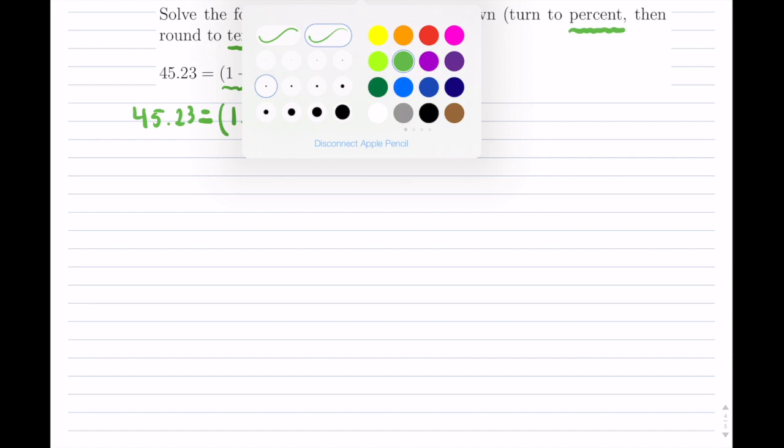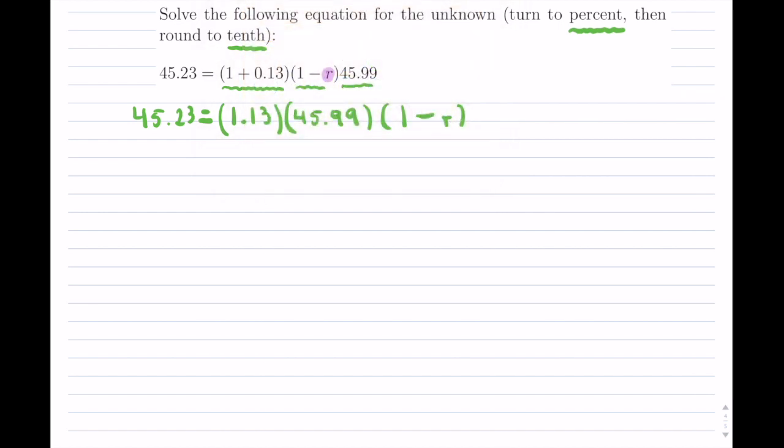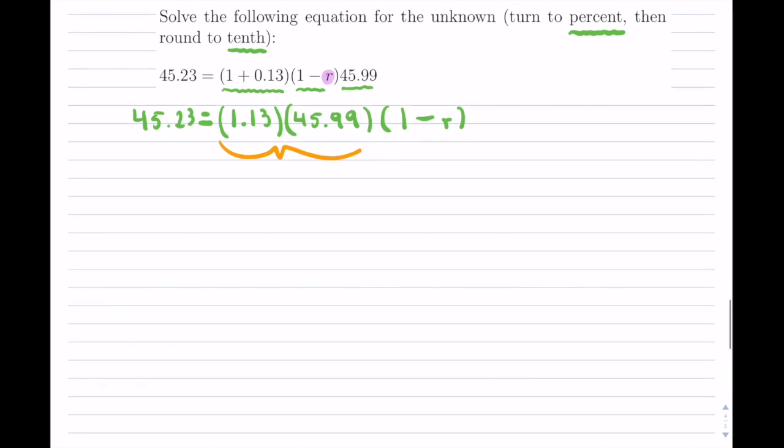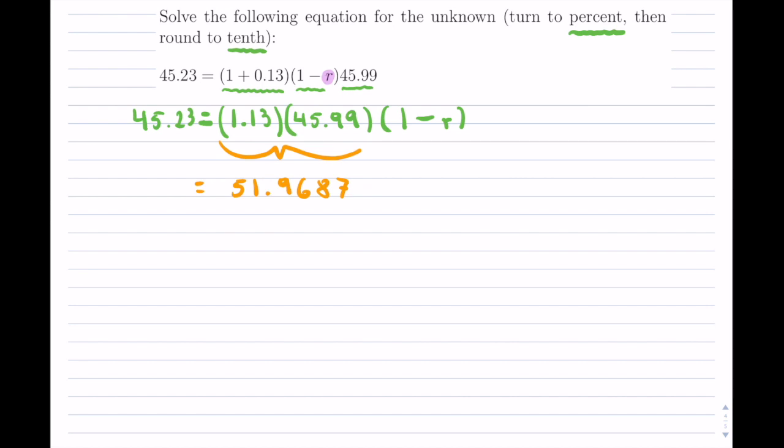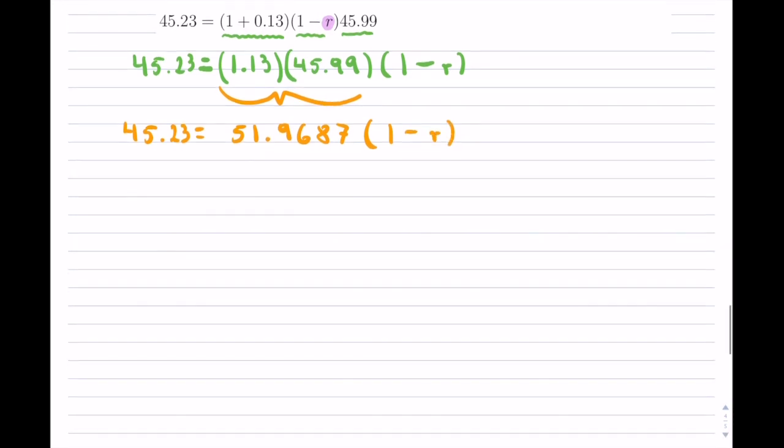The reason why I like to do that is because instead of just plugging away and trying to get rid of those brackets right in the beginning, I can multiply these two numbers right here. So I'm going to have 1.13 times 45.99, and I keep all the decimals, and that's something key. A lot of students, when they work on these questions, will just round to what they please. So keep the decimals as much as possible, and only round at the end. So this is now the new question that you're solving.